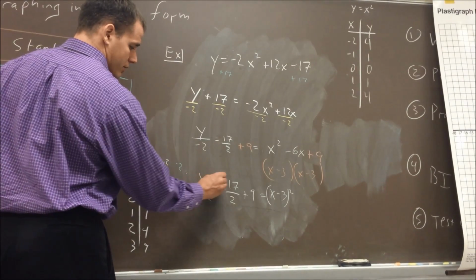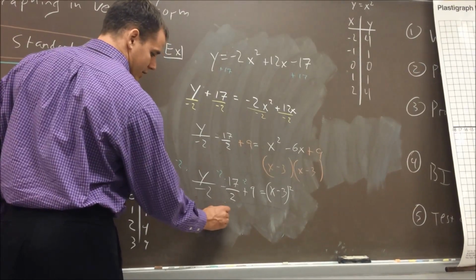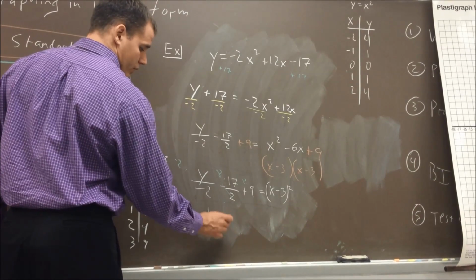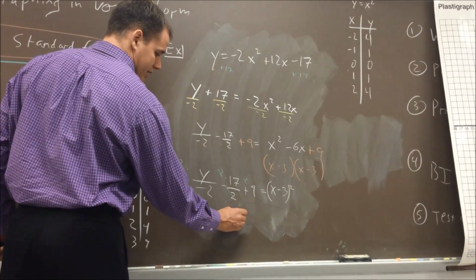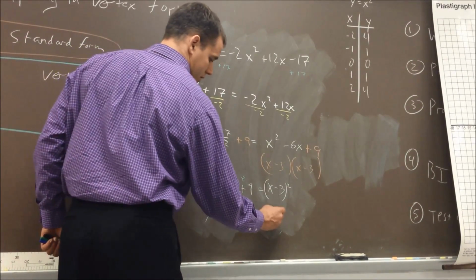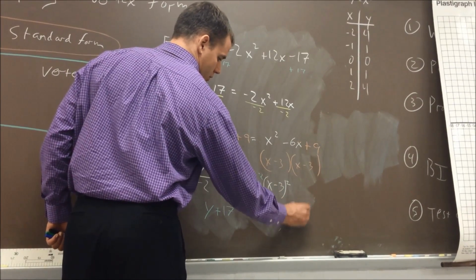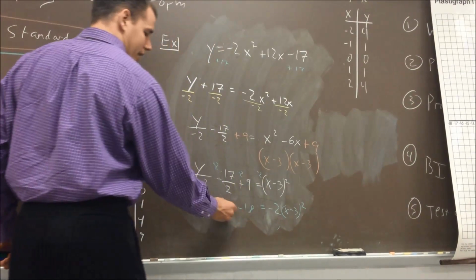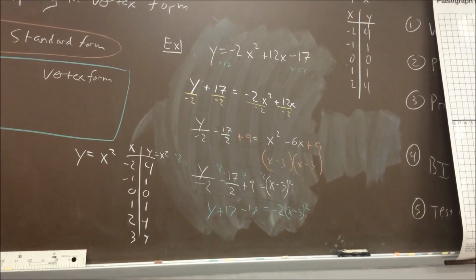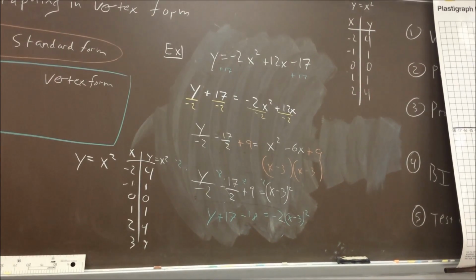Multiply everything by -2 times -2 times -2. And I'm going to get y is equal to, those cancel out, right? That's right. Y plus 17 minus 18 is equal to -2 times x minus 3 quantity squared. I did it that way just because then I'm dealing with whole numbers. You could have combined those first and then multiplied by -2, or you can change the order up there.